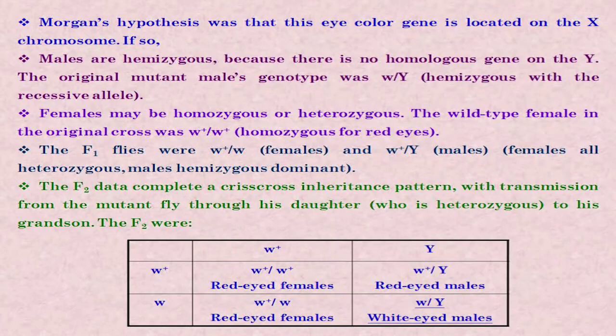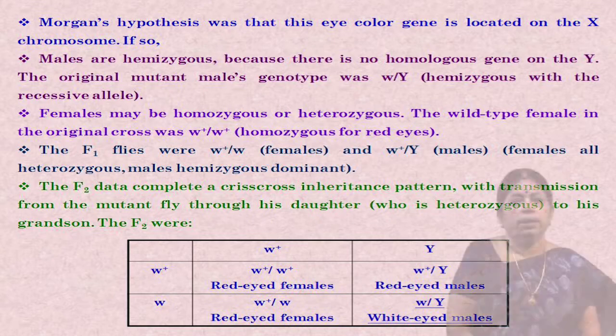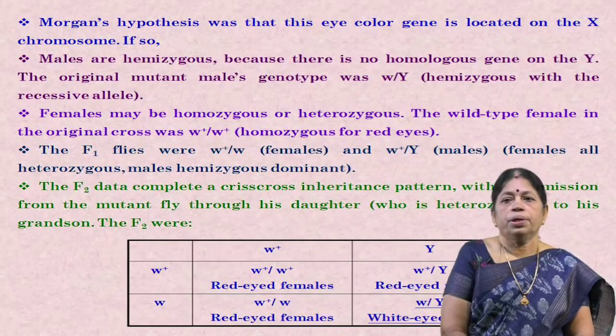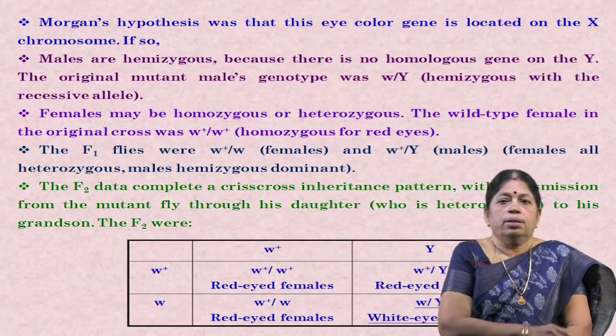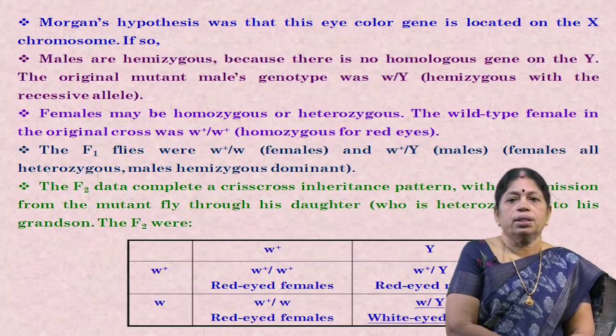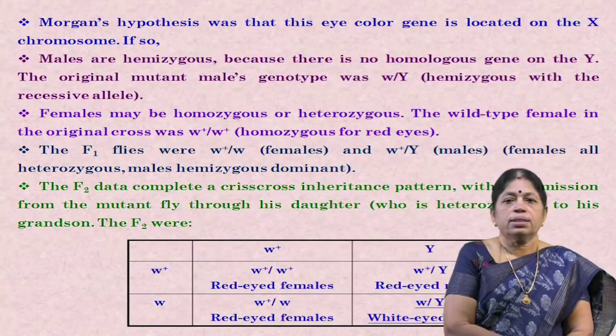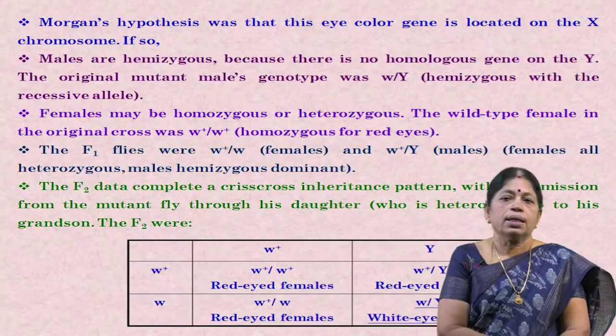Morgan's hypothesis was that the eye color gene is located on the X chromosome. Here the males are hemizygous because there is no homologous gene on the Y chromosome. The original mutant male's genotype was small w, Y, that is hemizygous with a recessive allele. Females may be homozygous or heterozygous because the wild type female in the original cross was homozygous for red eye. The F1 flies, the females, were heterozygous, and males hemizygous dominant. Likewise the F2 data also show complete crisscross inheritance.